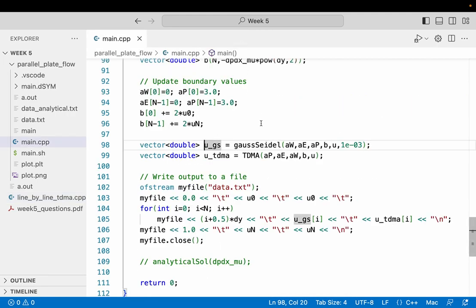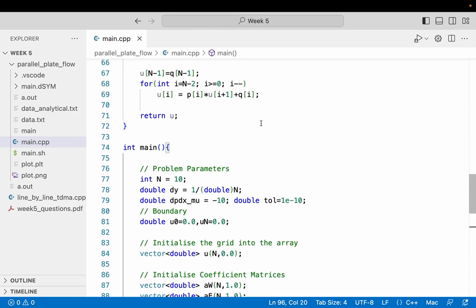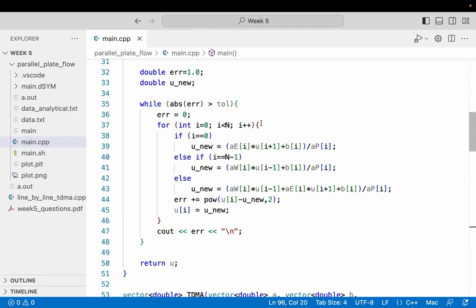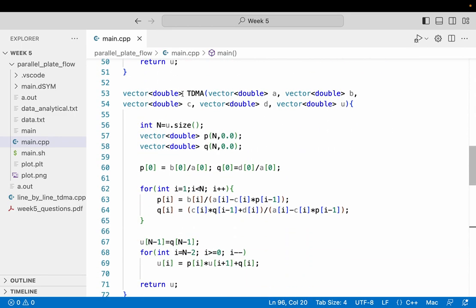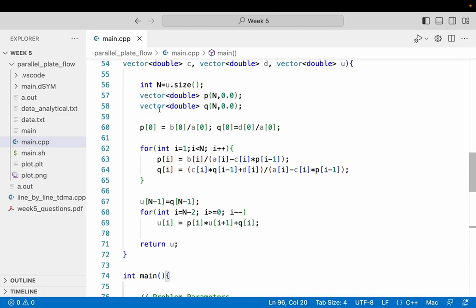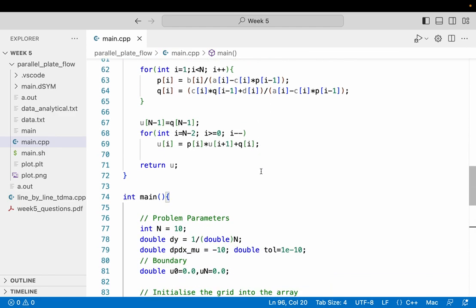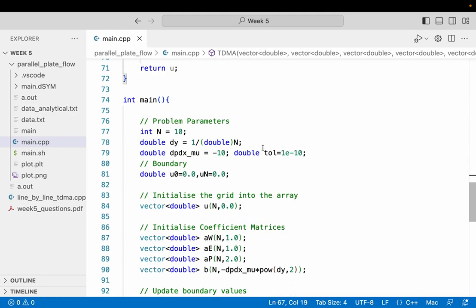The next question is solving for the flow between two parallel plates. This is the same code we have done previously. The only difference is that now I have added TDMA here. So when you add it, the code is again straightforward. P0 is B0 by A0, and you get Q0, and then you iterate your P and Q depending on your Pi minus 1, Qi minus 1. Once you get all the values, you just put the velocity n minus 1 equal to Q n minus 1, and then you do the backward propagation. So you get all these things.